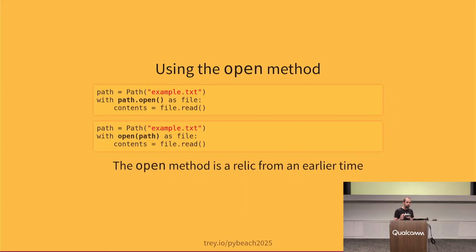The open method only exists because there were two versions of Python that included pathlib before the open function worked with pathlib. So I recommend against using the open method. I consider the open method on path objects to be a relic from an earlier version of Python.